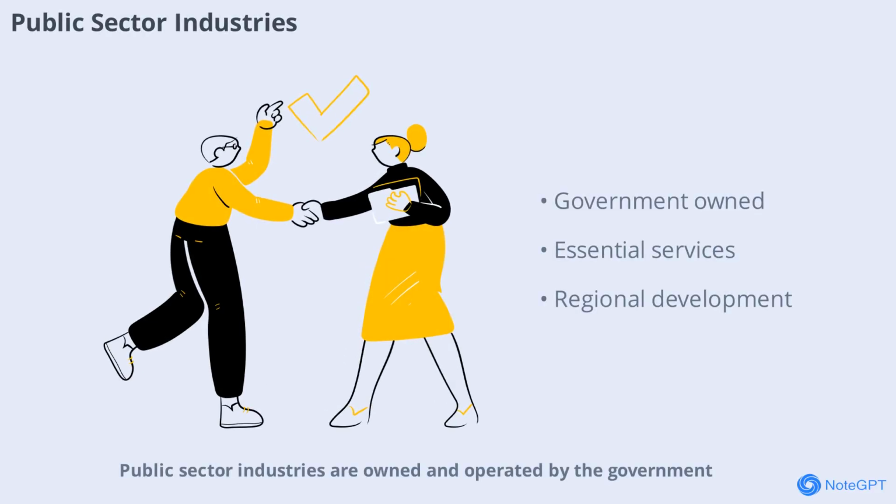Public sector industries are owned and operated by the government. Their main objective is to provide essential goods and services, promote balanced regional development, and generate employment. Examples include Bharat Heavy Electricals Limited (BHEL) and Steel Authority of India Limited (SAIL).